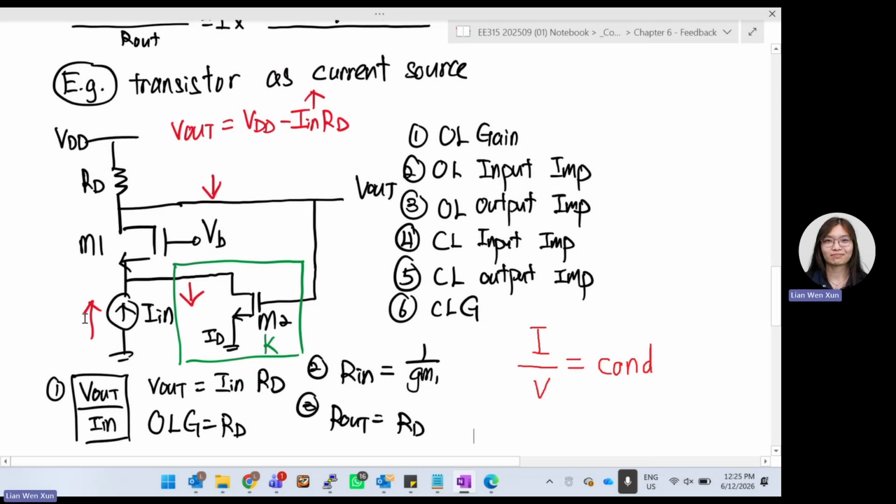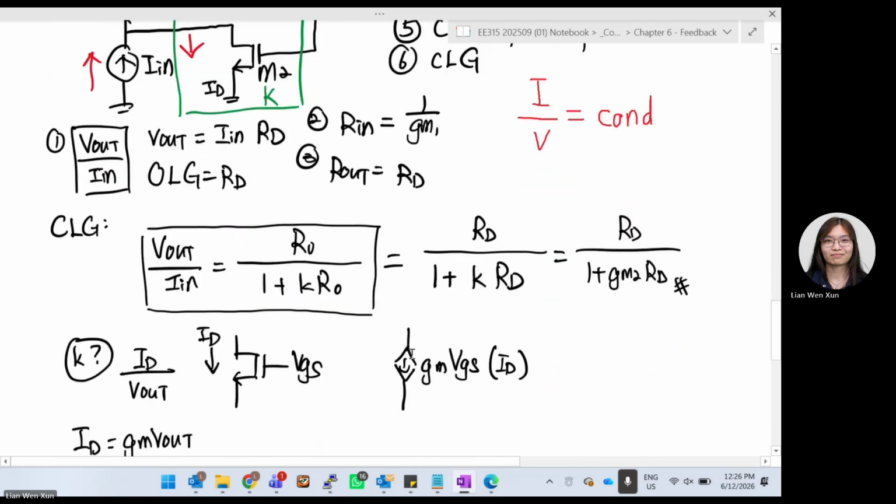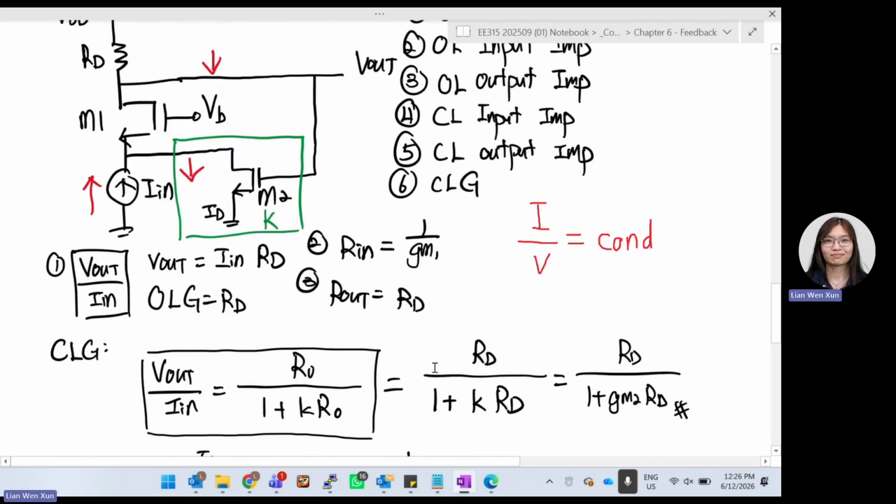Open loop input impedance. Input, we're looking from source to drain. So it is 1 over GM. Output, we are looking at RD only. Bottom is ID, so it is RD. Closed loop gain, just now we derived this rectangle part. So we just need to substitute everything inside. Basically, R0 is your open loop gain, so I substitute RD inside.